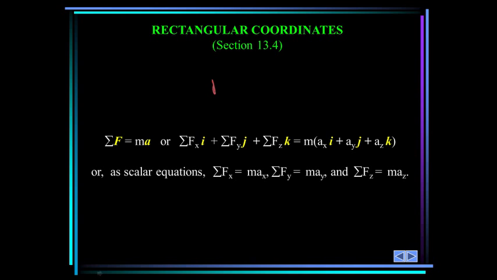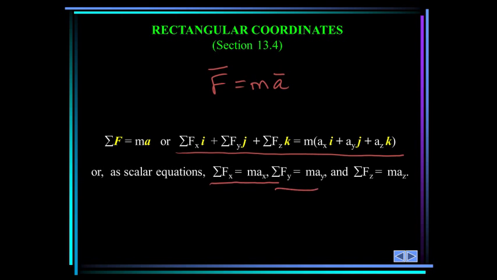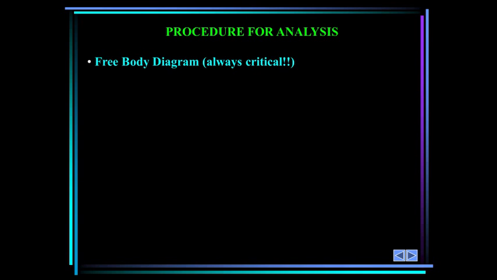So the equation of motion is F equals mass times acceleration. It's a vector equation, so I'll denote that by putting a line over the vectors. We use this when the problem requires finding forces, accelerations, velocities, or mass. In rectangular coordinates, we separate the components of the forces and accelerations into x, y, and z. We can also write these as scalar equations. Summation of forces in the x is equal to mass times acceleration in the x, and likewise for the y and z directions. So let's establish a procedure for analysis.